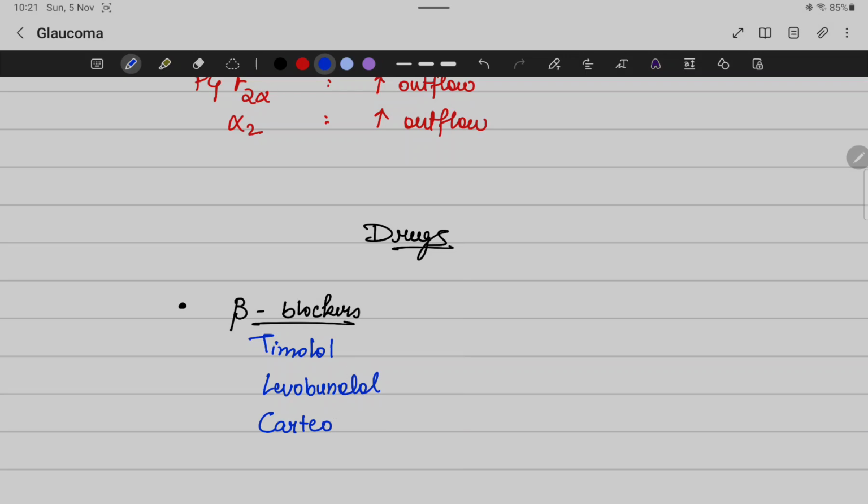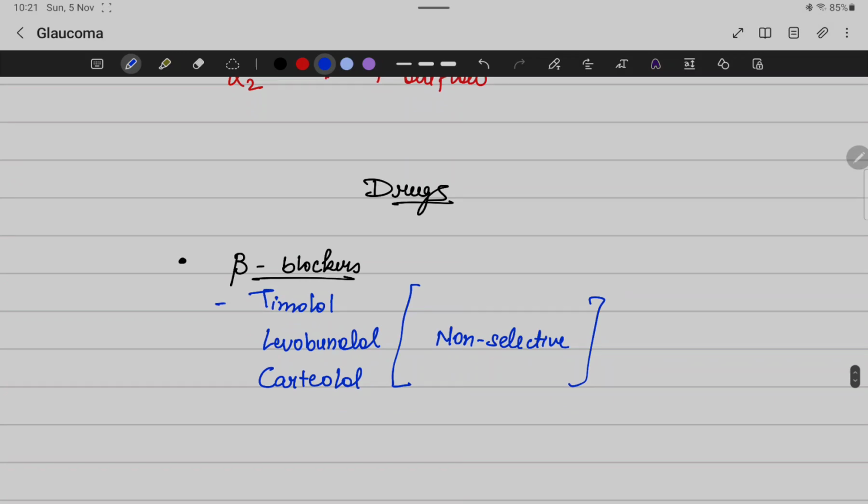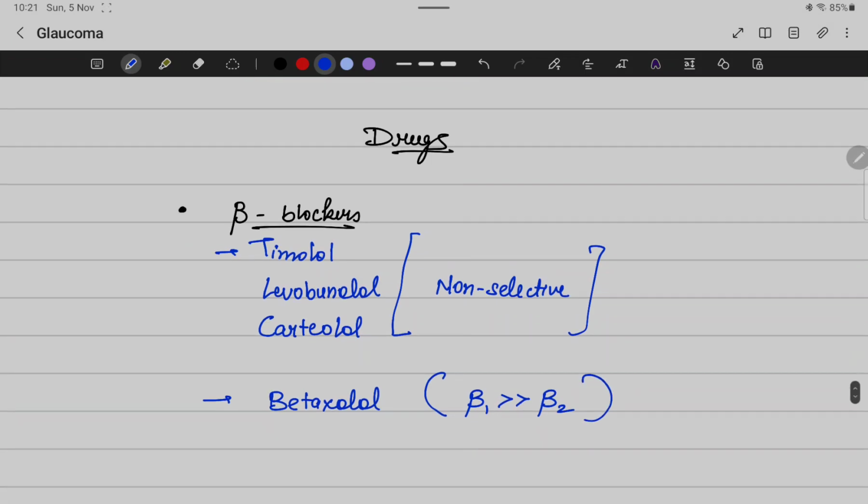You can just remember your timolol. All three of these are non-selective beta blockers. That is, they block both beta 1 and beta 2 receptors. Also you get betaxolol. Now this betaxolol here is beta 1 selective. It blocks beta 2 as well, but the major effect is on beta 1. So where are we going to use it? We can use it in patients who have asthma as well as glaucoma.